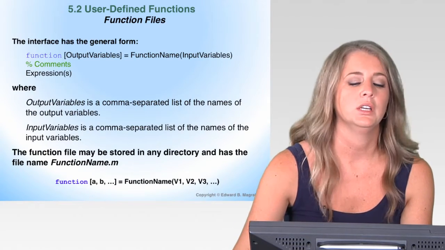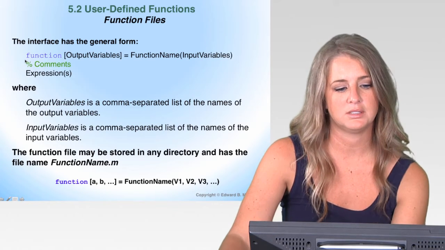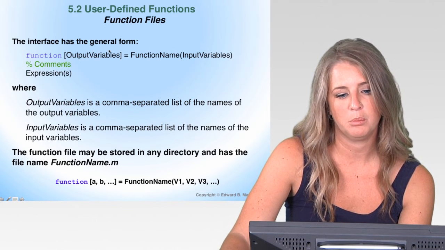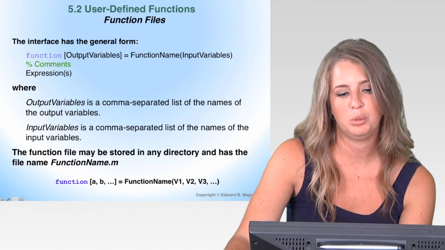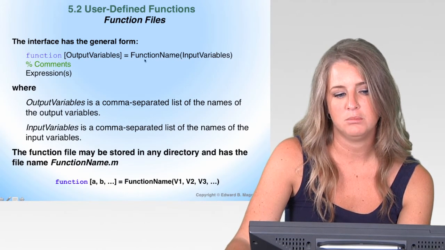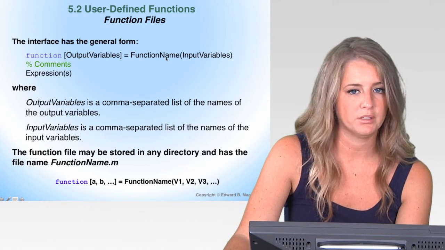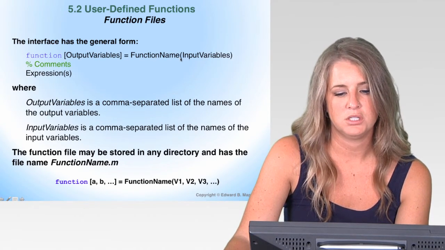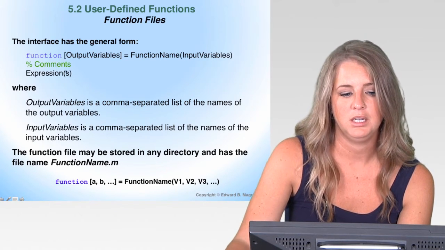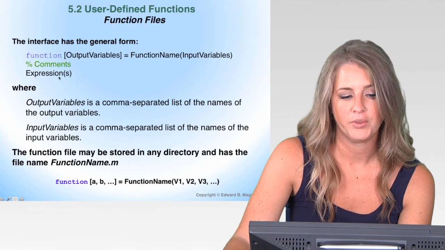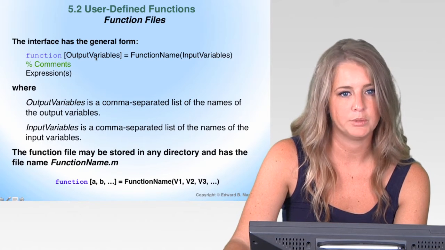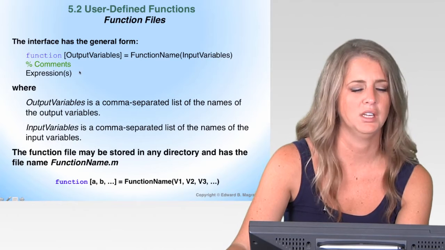So let's take a look here. This is an example of a function file. So you can see we chose to use that function command, and then we have these square brackets. Inside the square brackets is where you put your output variables, and then equal to your function name. So you can name this, again, something that's relevant to what the function is doing, and then input variables. So these are the variables that are going to be input into these expressions down here. And then once these are evaluated, these output variables will be displayed to the command window. So that's essentially how they work.